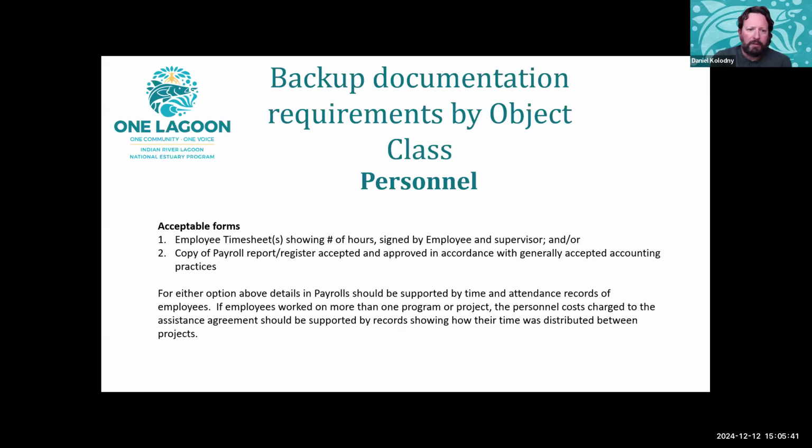For either option above, details in the payroll should be supported by time and attendance records. This is really, really important when you have somebody whose time is split between multiple grants or multiple awards. Federal requirements sometimes require you to show that you're not using grant funds from one to support another project. So we definitely need to show that split if there are multiple funding sources involved on an individual.